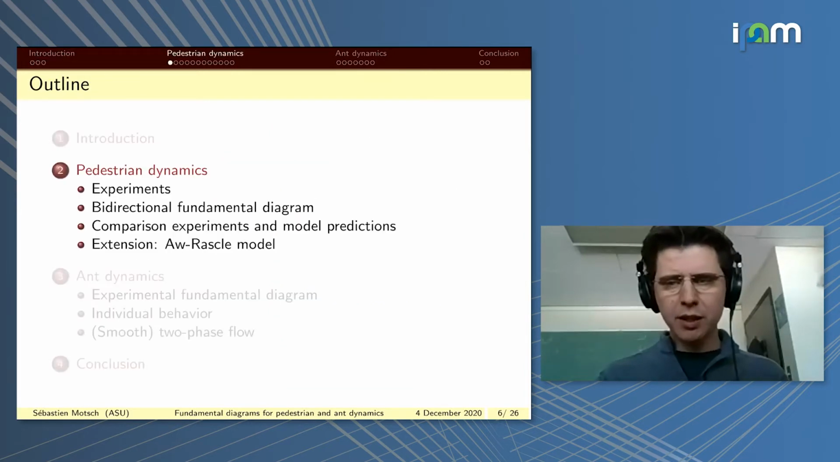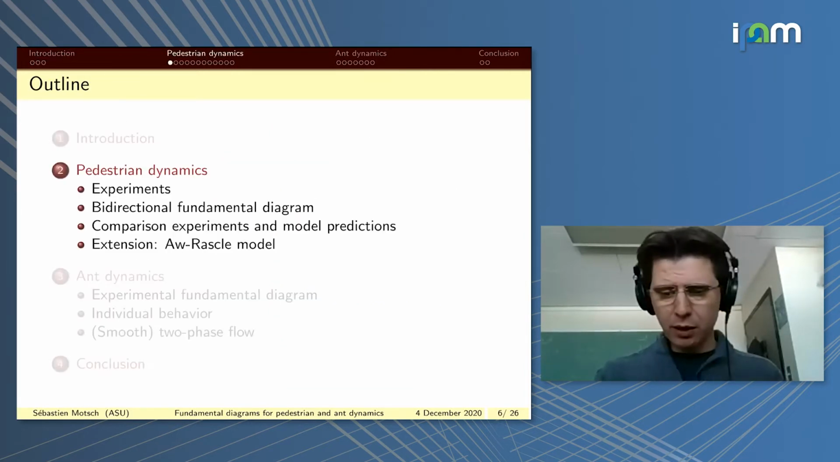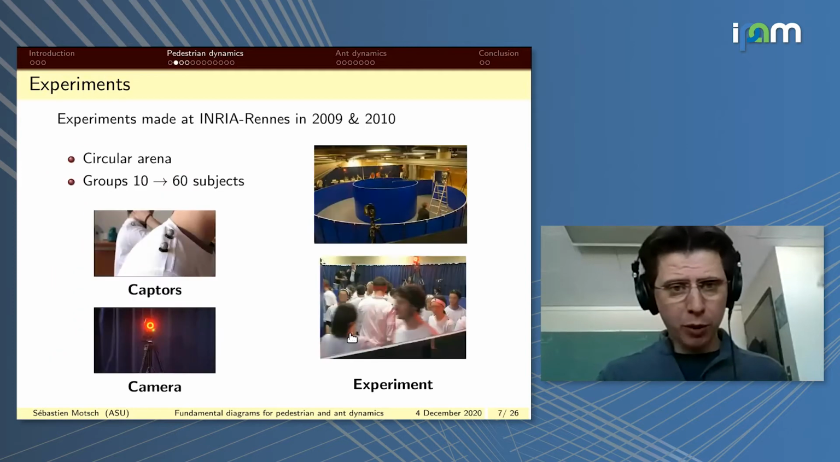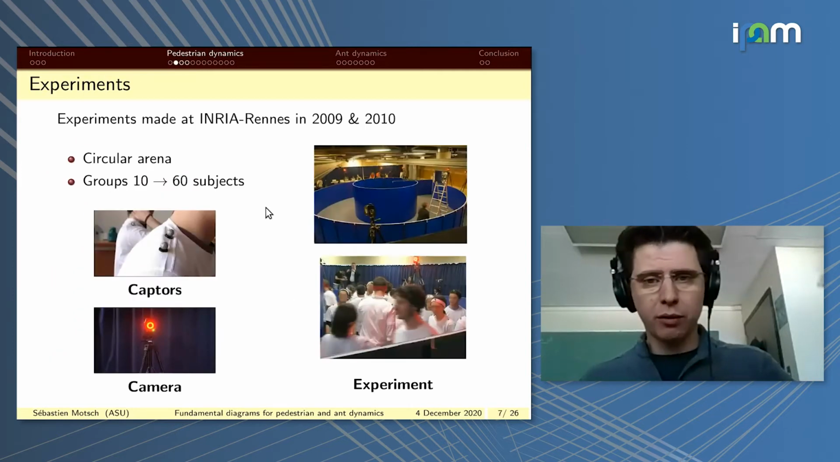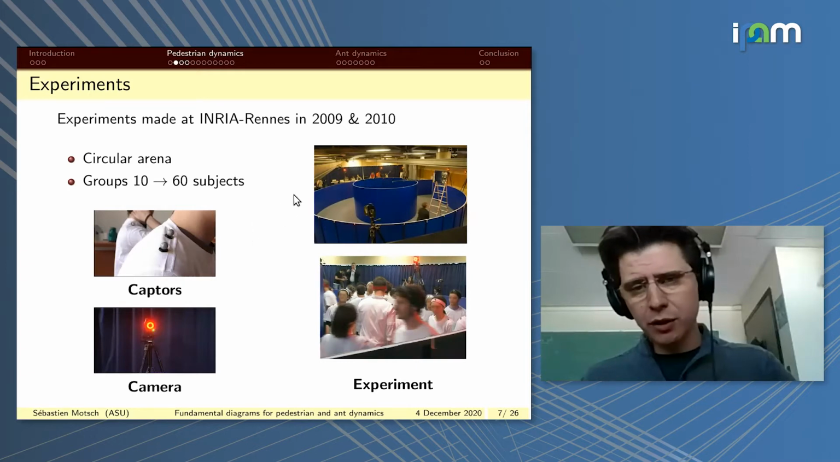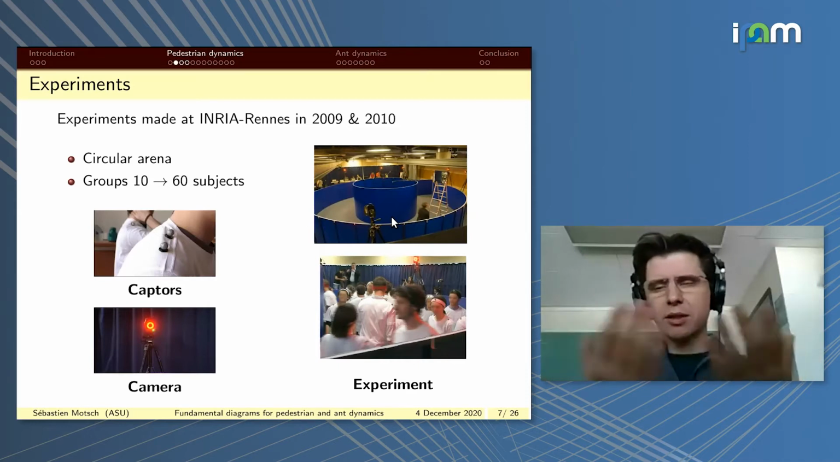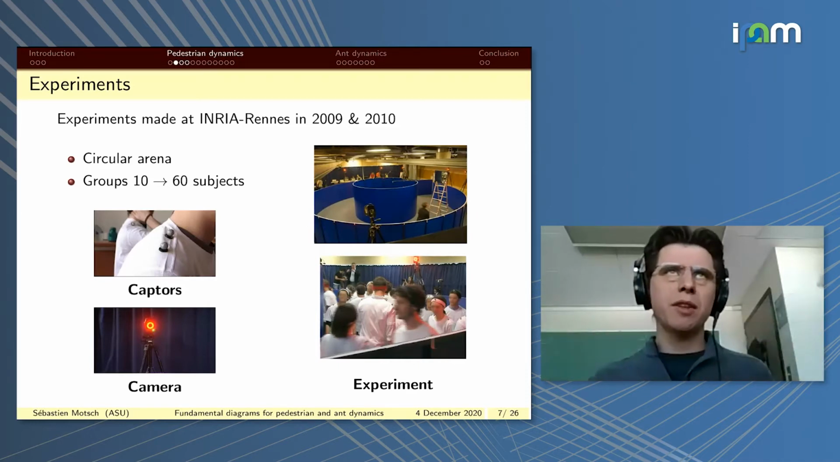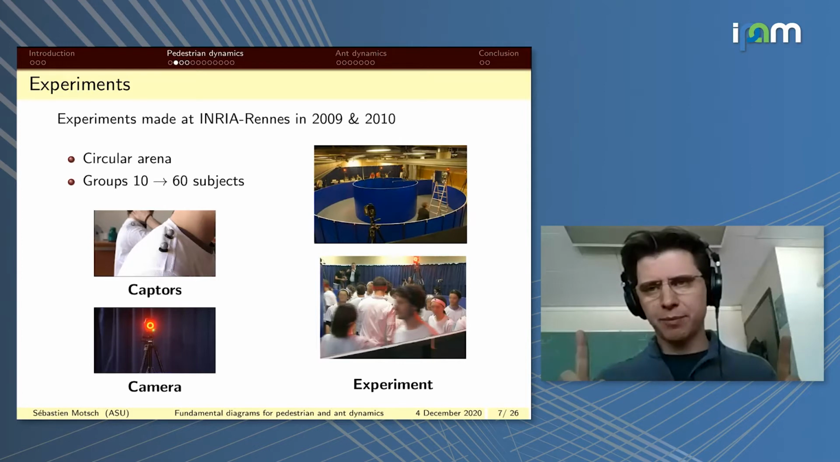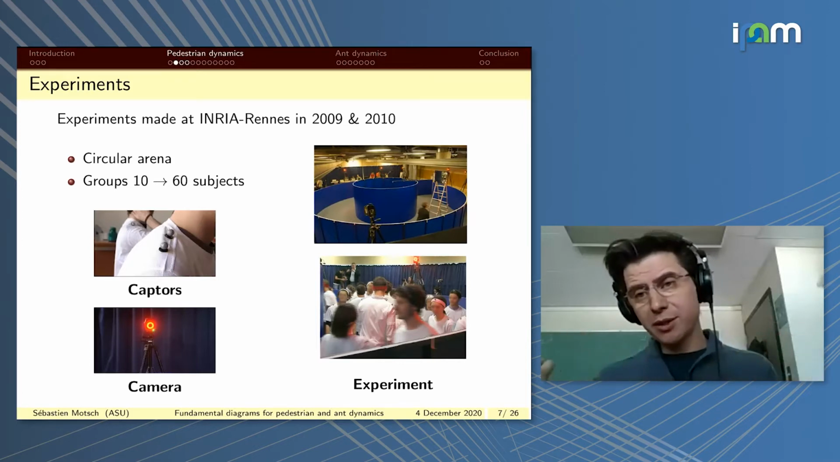Okay, so let's start with pedestrians. Let me show the experiments that have been done to study pedestrians. So here's the setting. The setting maybe sounds a little bit weird, because it's circular. The key idea behind that was to avoid boundary conditions. It's kind of cool when you use a circle because there's no boundary. I mean, if you think about it, it's 1D.